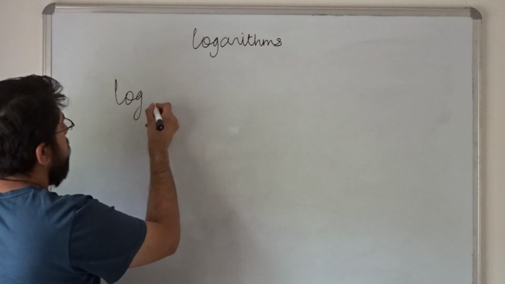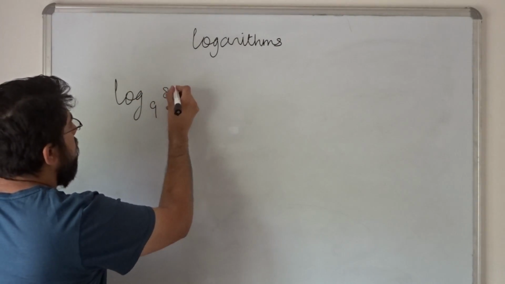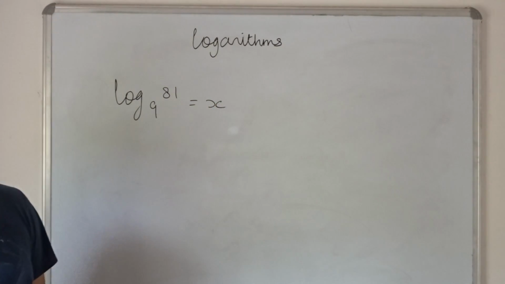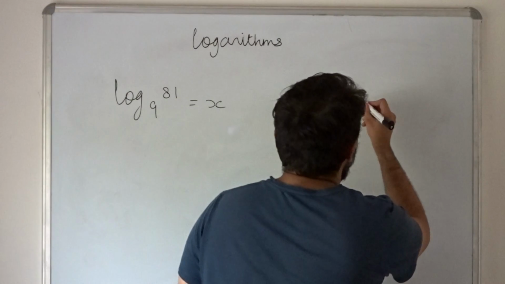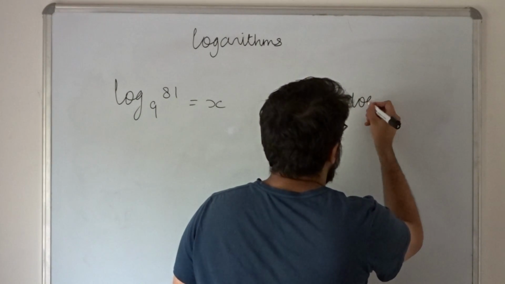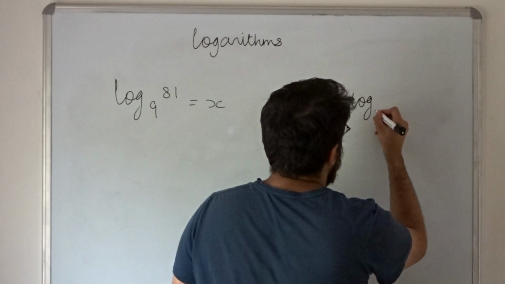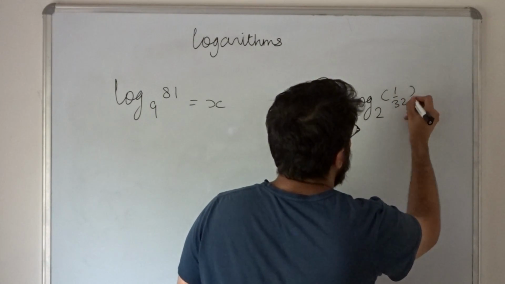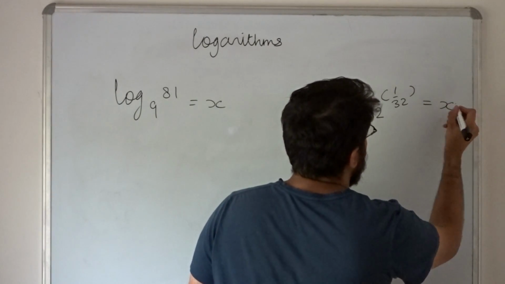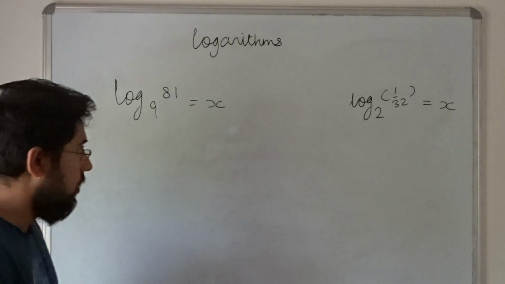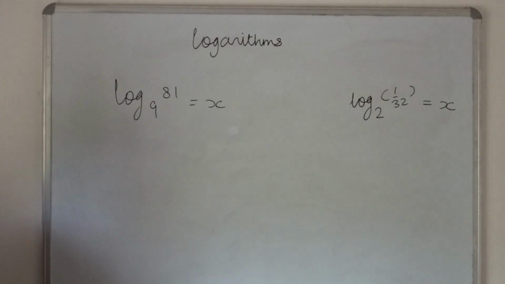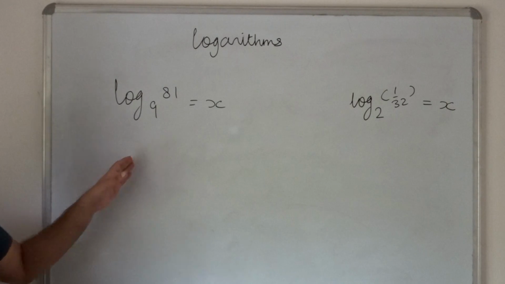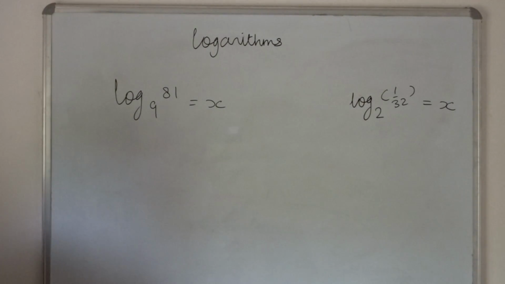Okay. So you have log base 9 of 81 equals x. Okay. So then the other one is log base 2 of 1/32 equals x. Okay. So I hope by now you've probably solved this one while I was writing that one.